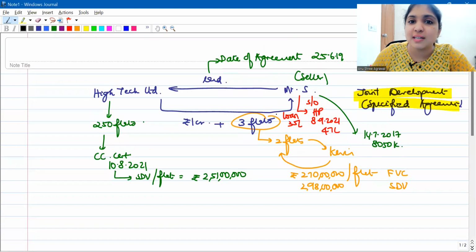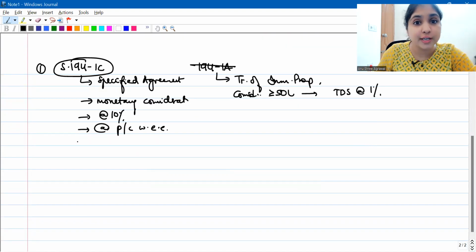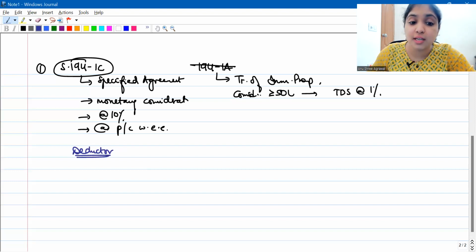So, who is giving us this 1 crore rupees? High-Tech Limited. When High-Tech Limited gives us 1 crore rupees, at that time, High-Tech Limited will deduct tax at the rate of 10% on 1 crore. I hope you understood, right? So who will the deductor be here? Under 194IC, the deductor is always the real estate development company.